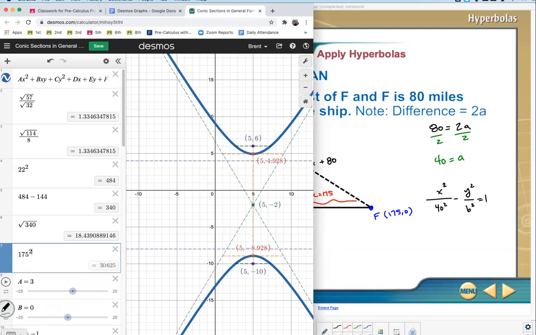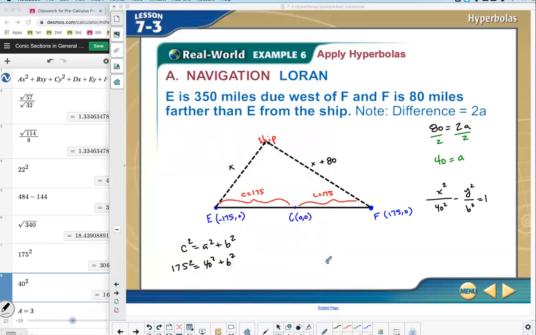175 squared, we're going to need that number, and 40 squared is 1600. And so what I'm going to do here is just fill it in: 3625. 3625 will equal 1600 plus b squared.